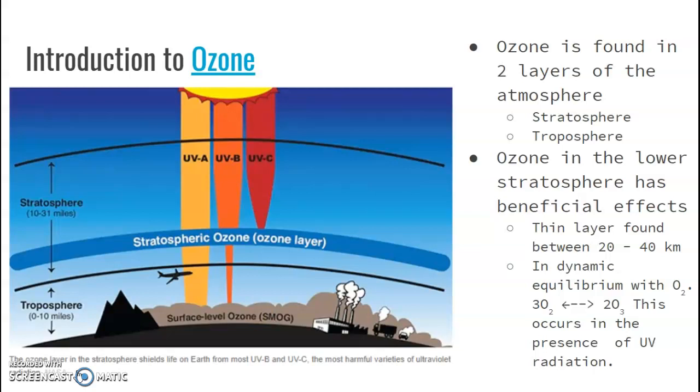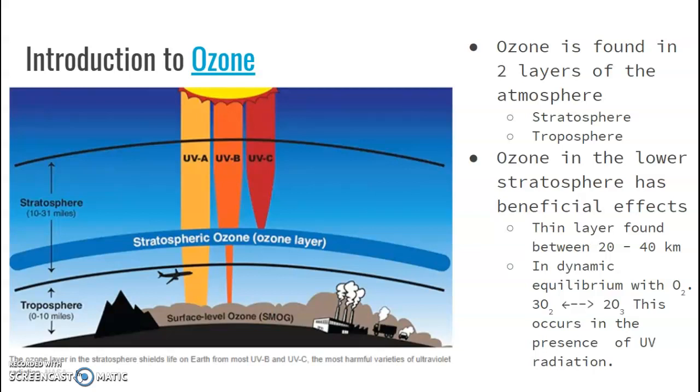So when we talk about good ozone, the benefits are that it allows into the lower atmosphere a limited amount of the UVB and the UVC, which are the more damaging ultraviolet radiations. You find this ozone layer between 20 and 40 kilometers above the surface of the Earth.